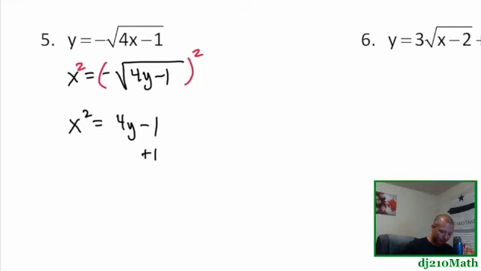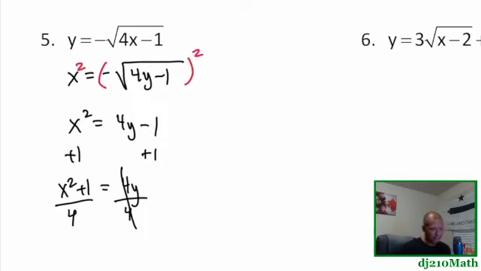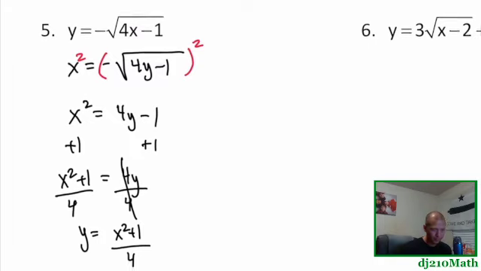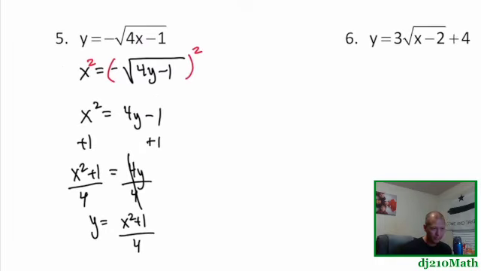We're going to add 1. So this is going to be x squared plus 1 is equal to 4y. Divide both sides by 4. Cancels on the right. So y is isolated right now. Y is by itself. So y is equal to x squared plus 1 over 4. So final answer, we're switching the y to f inverse of x squared plus 1 over 4.